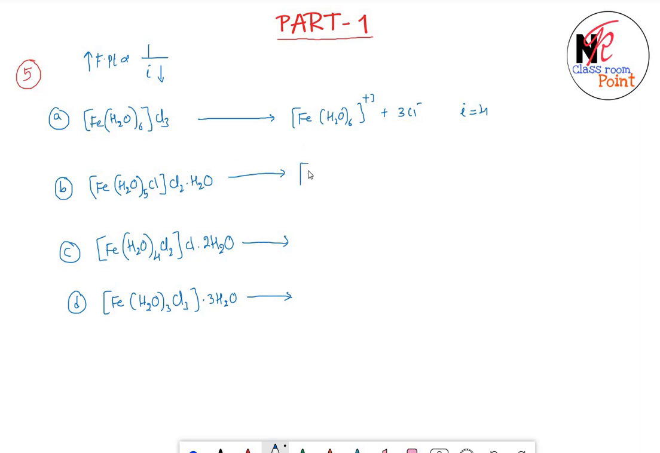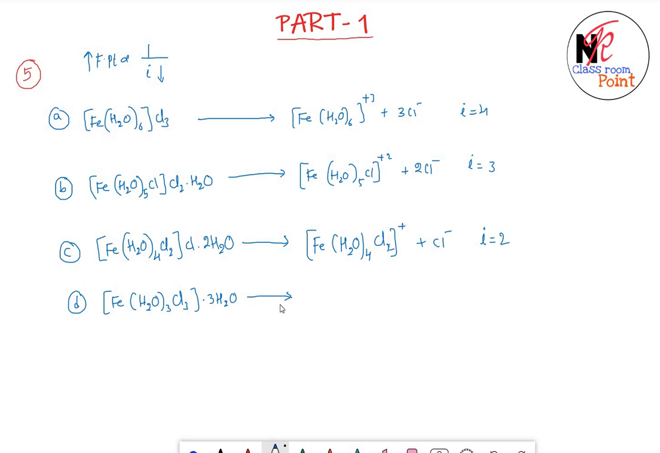And this complex dissociates into Fe(H2O)5Cl 2+ plus 2 Cl minus. The H2O molecule we should not consider. So 2 chlorides and 1 cation, so i value equals 3. Now this complex dissociates into Fe(H2O)4Cl2 plus Cl minus. So i equals 2.